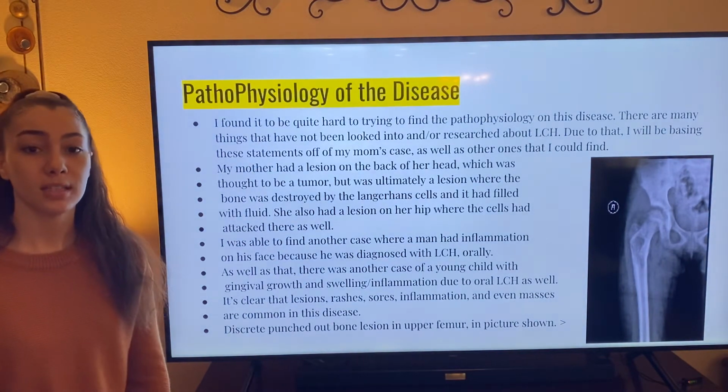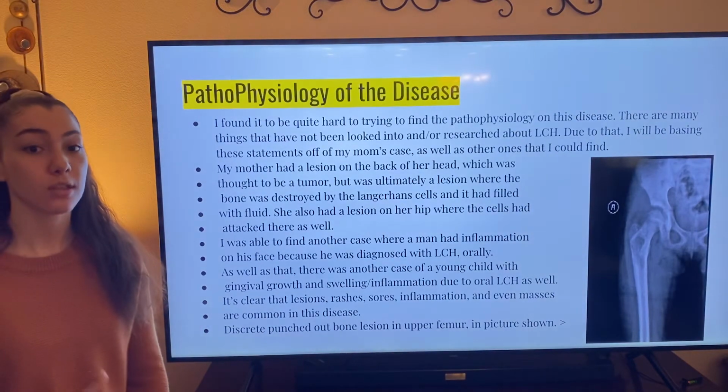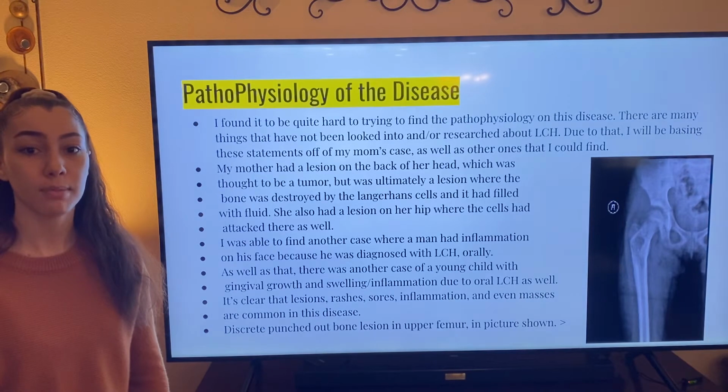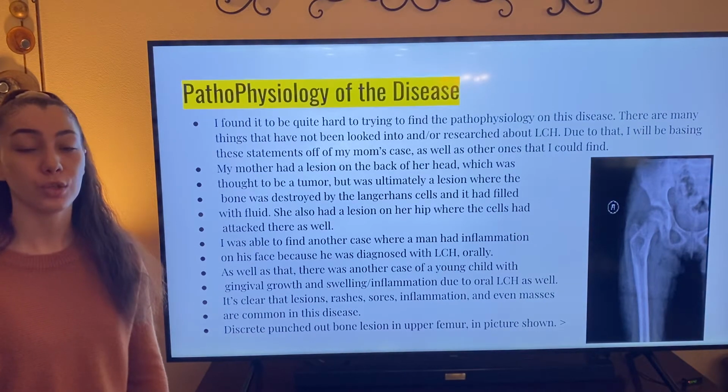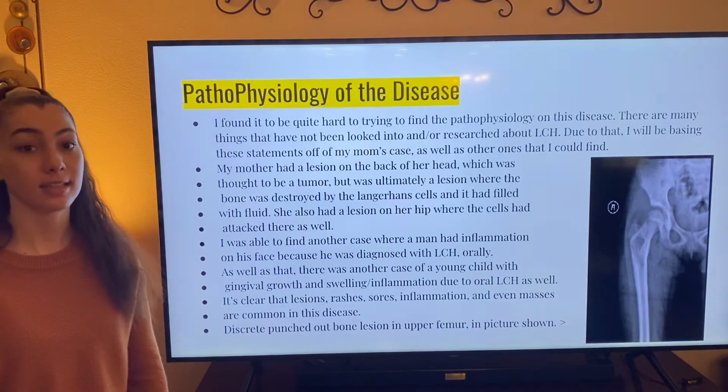My mother had a lesion on the back of her head, which was thought to be a tumor, but it was ultimately a lesion where the bone was destroyed by the Langerhans cells and it had filled with fluid. She also had a lesion on her hip where the cells had attacked there as well.